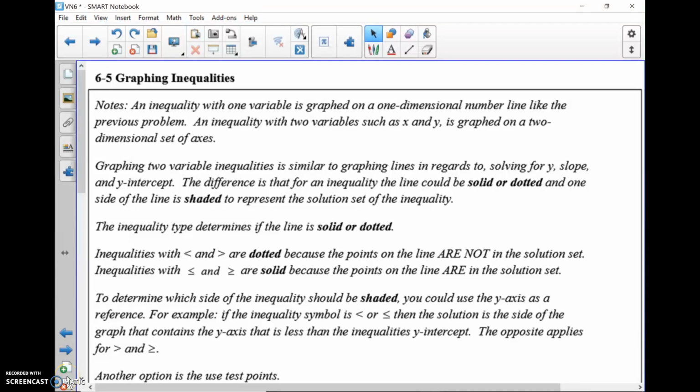Algebra 1, Common Core, Unit 6, Section 5, Graphing Inequalities.